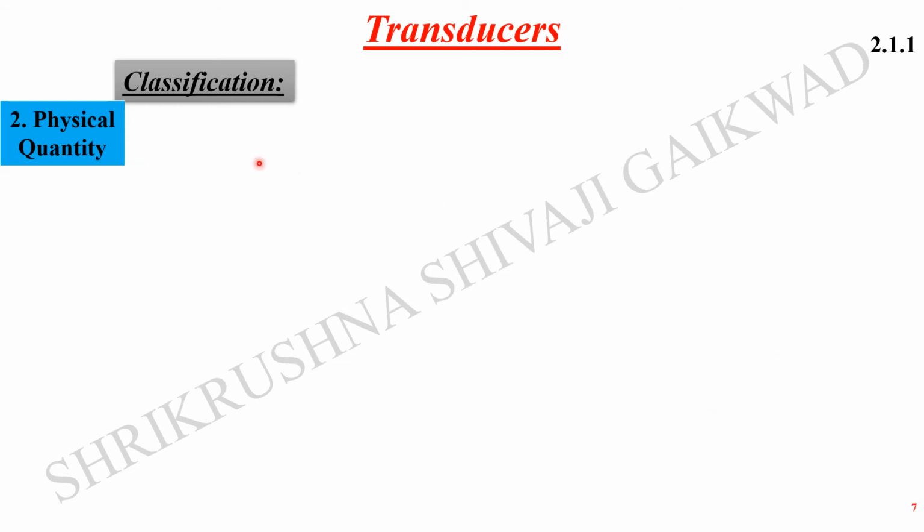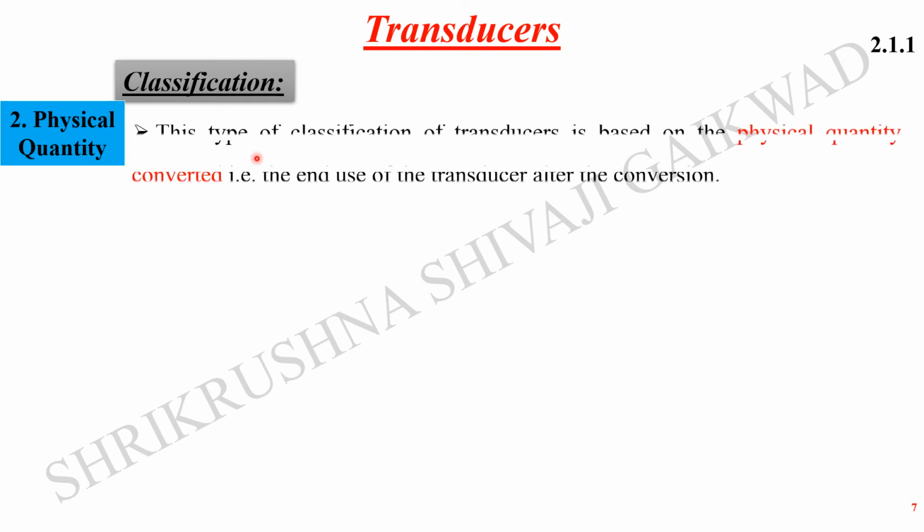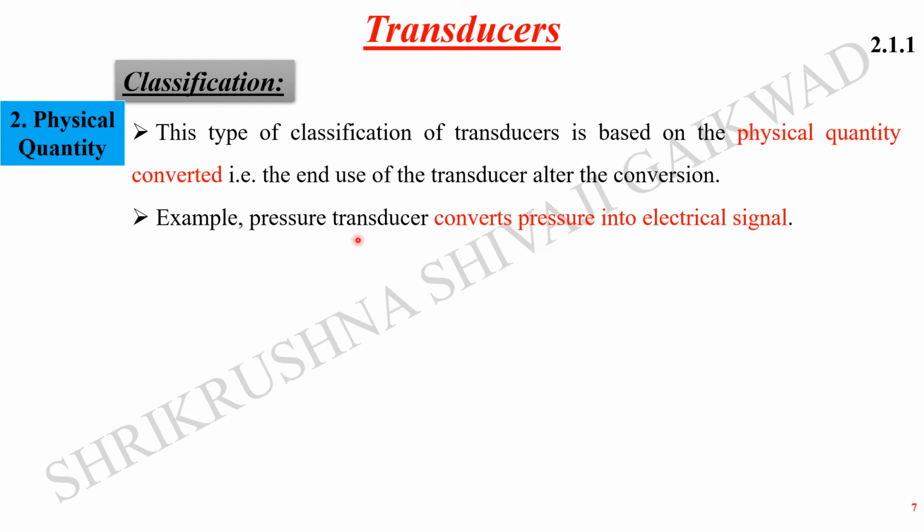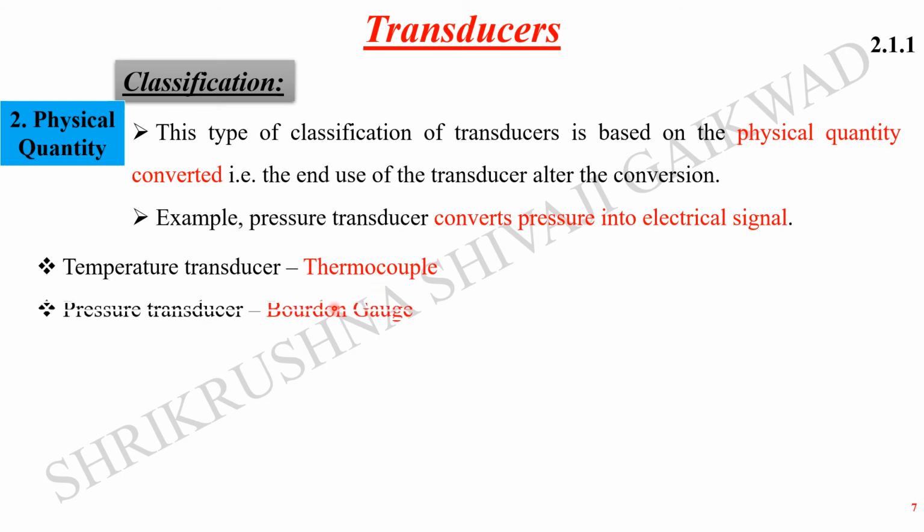The second one is the physical quantity. On the basis of the physical quantity, how can we classify the transducers? This type of classification of the transducer is based on the physical quantity converted, that is, the end use of the transducer after the conversion. For example, the pressure transducer converts the pressure into the electrical signal. Then another physical quantity is temperature; the temperature transducer, for example, is a thermocouple.